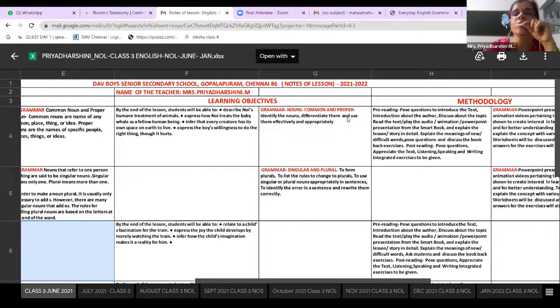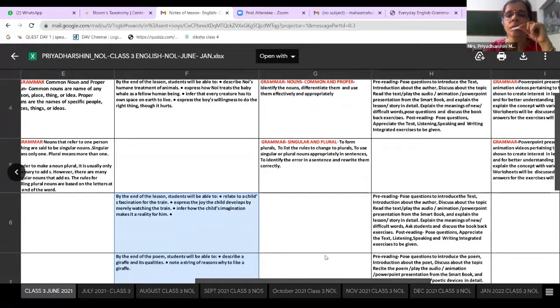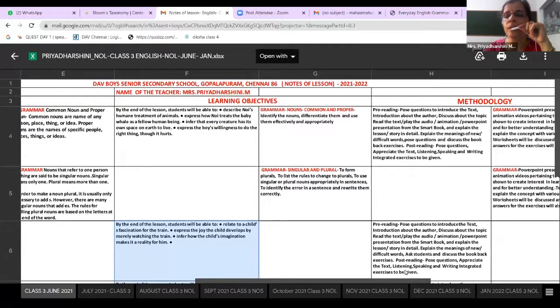Then grammar, nouns and common and proper nouns. What are they going to learn? Identify the nouns. Because class 3 children will be able to identify the nouns, and later on they will differentiate them also. What is a proper noun? What is a common noun? How to use them effectively and appropriately in everyday situations while writing, reading, and speaking also. So then comes the methodology part.